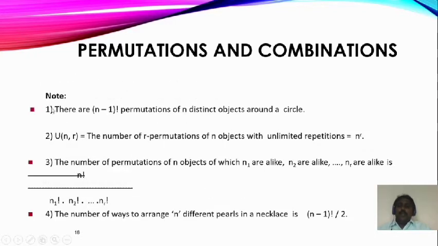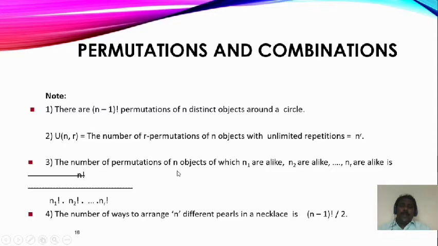So these are some notes. There are (n minus 1) factorial permutations of n distinct objects around a circle. If we consider a circle, then we have (n minus 1) factorial permutations. Next, the number of r-permutations of n objects with unlimited repetitions is n power r. We have to consider n power r.